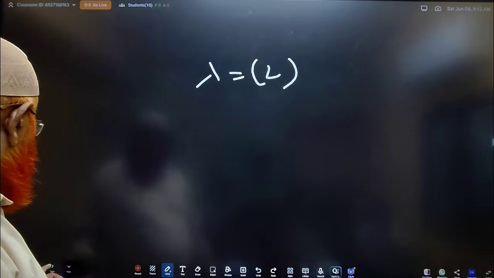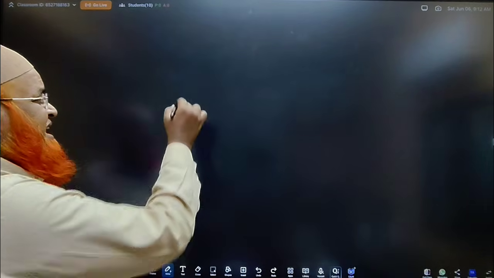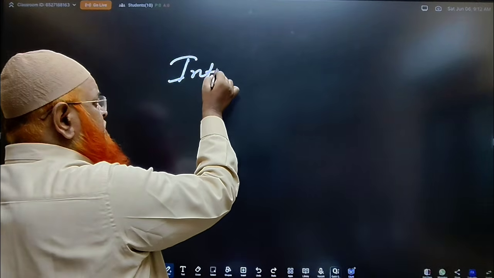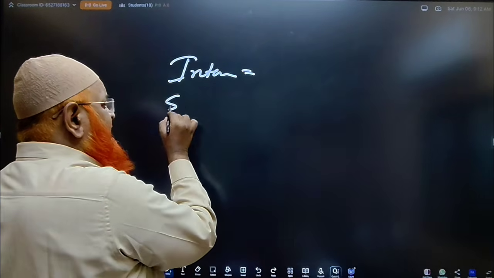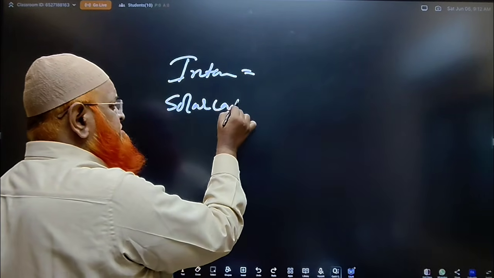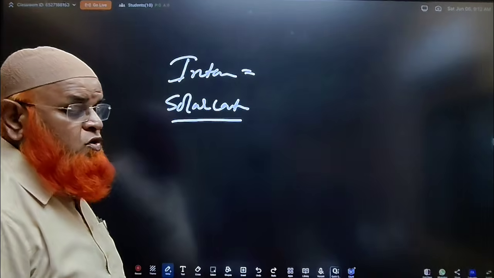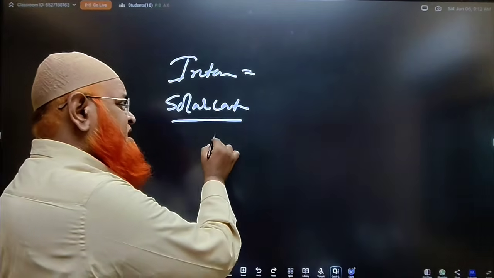Intensity of wavelength. Okay, see, intensity dimensional formula is very important. Intensity or solar constant, both have the same dimensions. He will ask sometimes solar constant also. Solar constant is given by letter S.